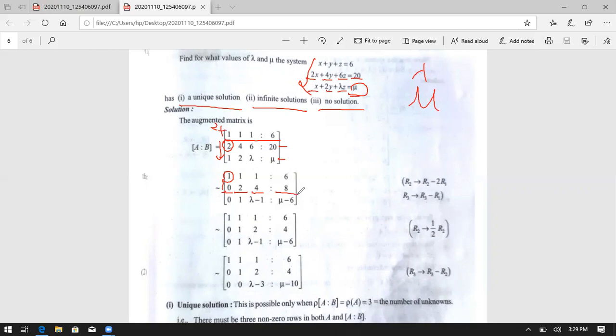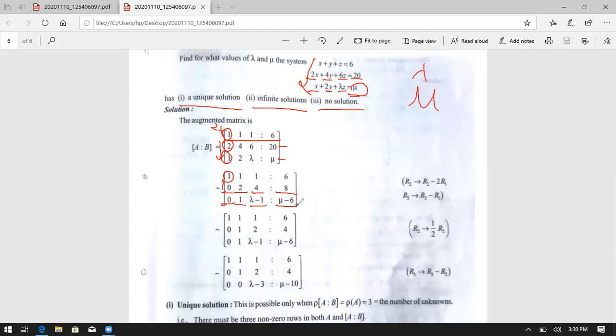Next come to R3. In R3, 1 is there, and in R1 also 1 is there. That's why R3 equal to R3 minus R1. 1 minus 1 is 0. Next 2 minus 1 is 1. Next lambda minus 1, you write here lambda minus 1. Next here mu minus 6. That is R3 equal to R3 minus R1.